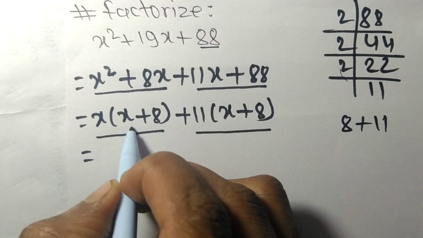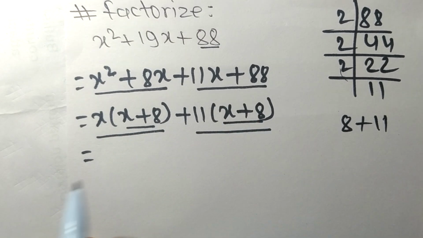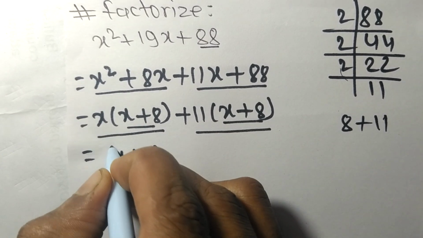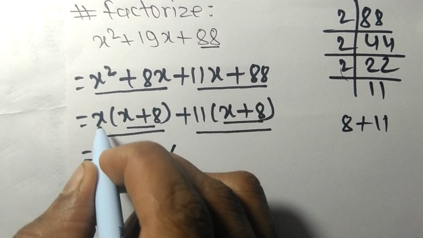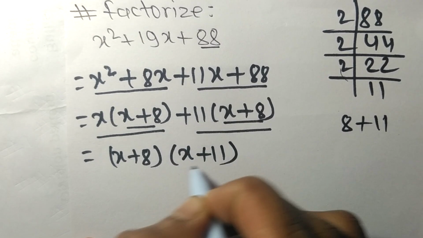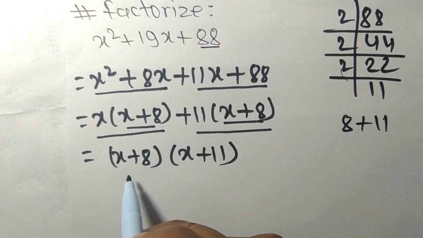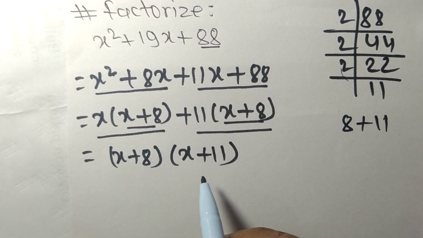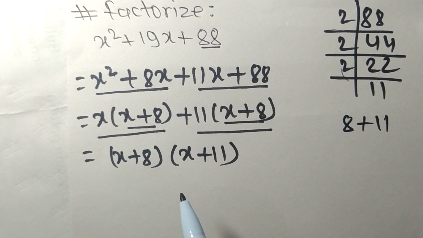So now we again find the common factor in the first and last expression. Both contain x + 8. So the common factor is x + 8, and the remainder in the first is x, in the last plus 11. So x + 8 and x + 11 are the required factors. So this much for today, and thanks for watching.